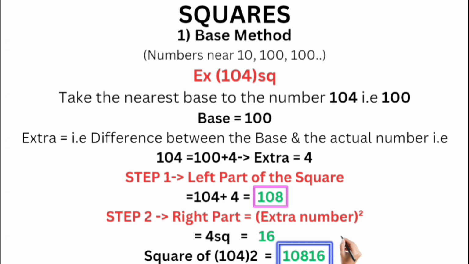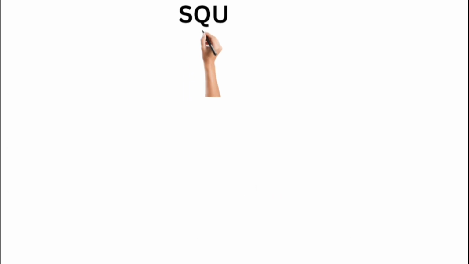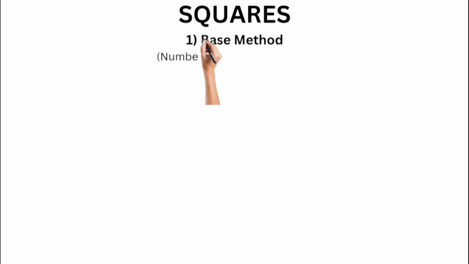And now step 2. Step 2 will be to find the right part of the square, which will be the square of the extra number. Here the extra number is 4, so its square will be 16. And now the final square of 104 will be combining the left part and the right part that we have already found. So left part 108 and right part 16. So the square of 104 will be 10816.